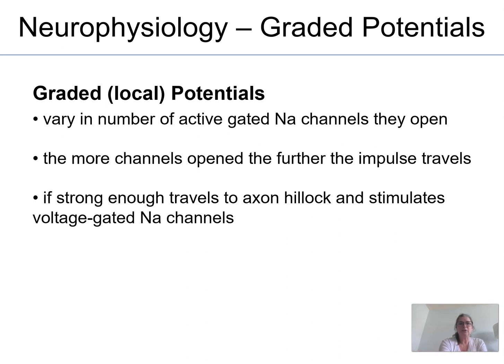A stronger stimulus opens more of those gated sodium channels. The stronger the stimulus, the more sodium channels you open, the further the impulse spreads. If it's strong enough to travel all the way down to the axon and open those voltage gated channels, then you're going to get an action potential, which is going to start down at that axon hillock.